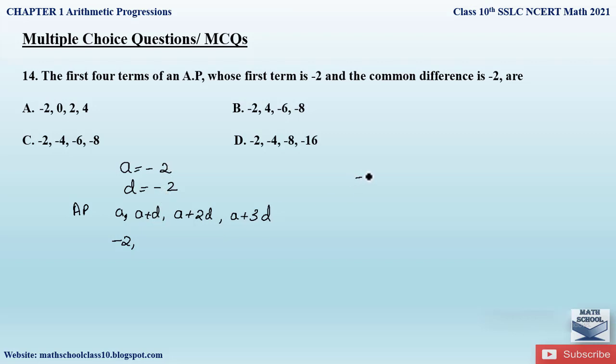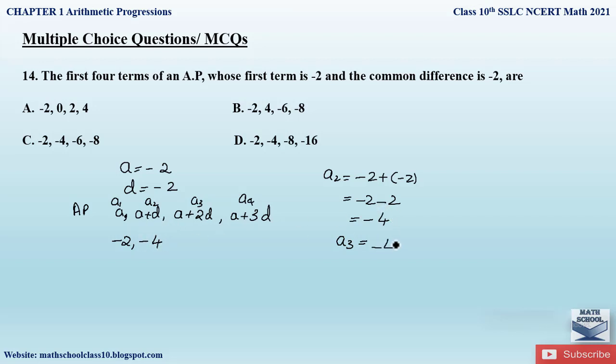So what is minus 2 plus of minus 2? This is the second term. So this will be minus 2, plus or minus will be minus 2. So this will be minus 4. So second term is minus 4. So this is our first term, this is our second term, this is our third term, and this is our fourth term. Similarly, the third term can be obtained by adding D to the second term value.